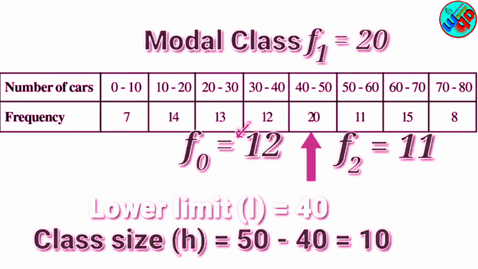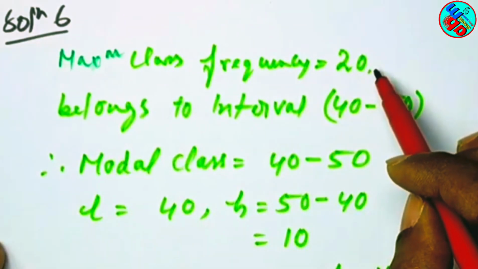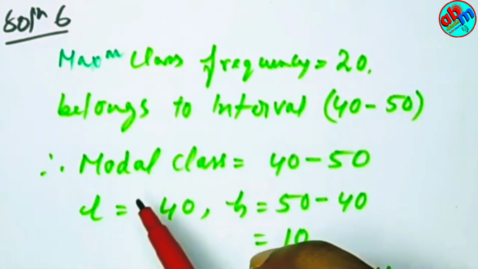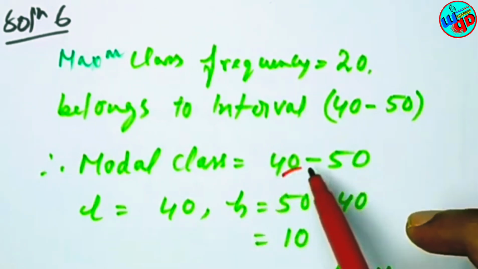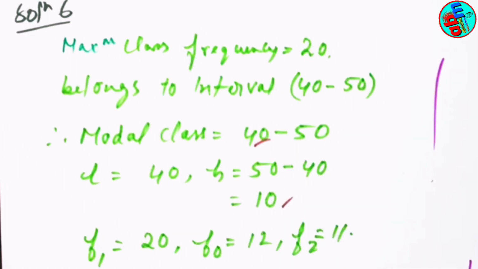Here from the table we have maximum class frequency as 20, which belongs to interval 40 to 50. So therefore the modal class is 40 to 50. So L is 40. So h is 50 minus 40, which is 10. So frequency of the modal class f1 is 20. Frequency preceding the modal class is f0 equal to 12. Frequency succeeding the modal class is 11.